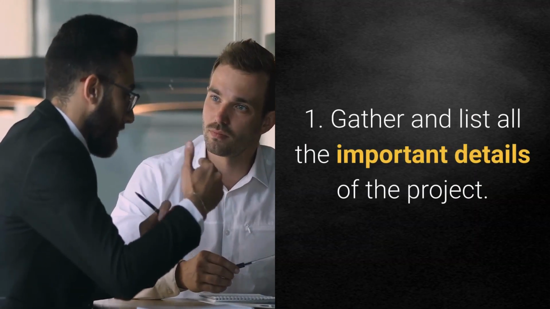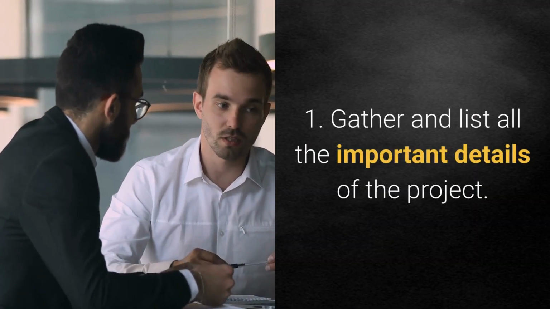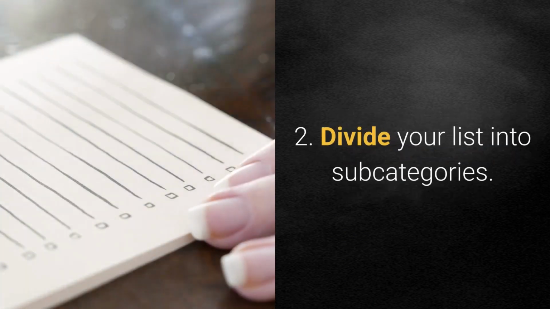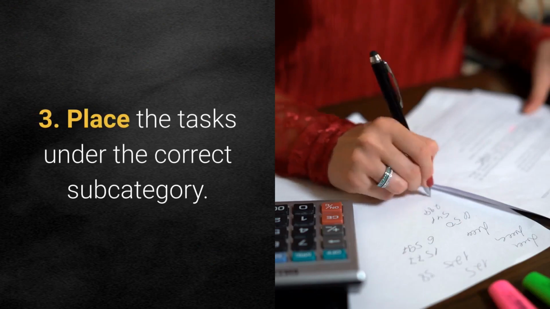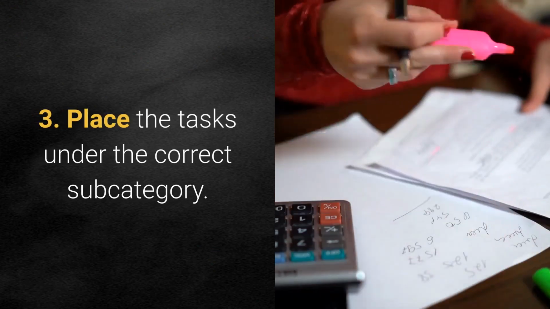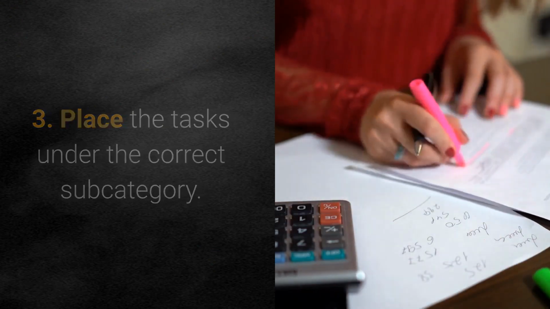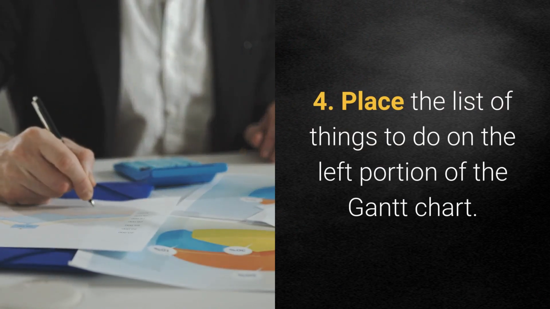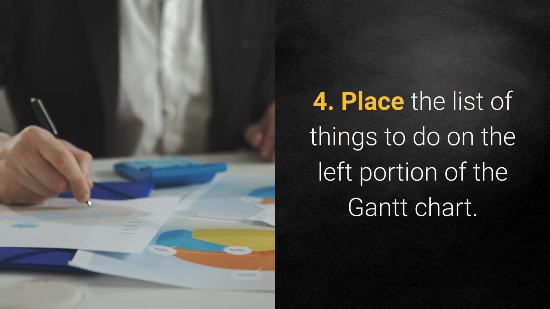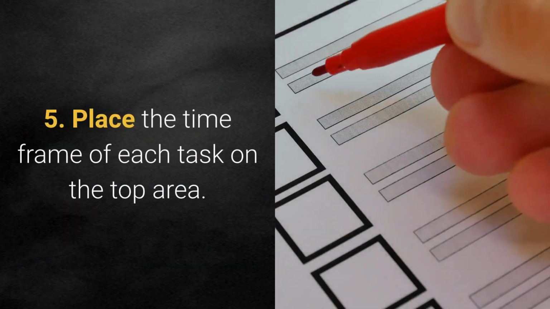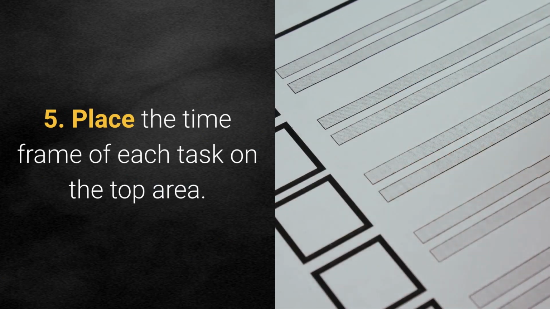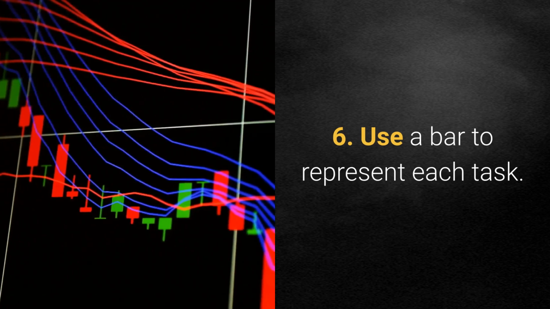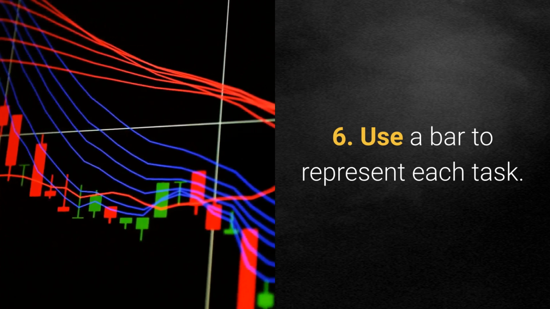1. Gather and list all the important details of the project. 2. Divide your list into subcategories. 3. Place the tasks under the correct subcategory. 4. Place the list of things to do on the left portion of the Gantt chart. 5. Place the time frame of each task on the top area. 6. Use a bar to represent each task.